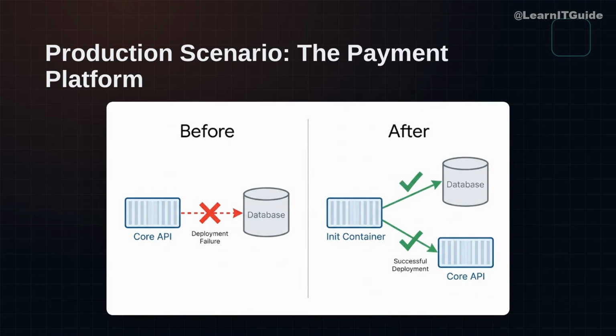Consider this. An online payment platform serving 5,000 transactions per minute faced frequent deployment failures. Their core API would crash every time they deployed because the database took longer to accept connections than the API took to start. They were tired of managing complex retry logic in their Go application. After implementing a simple init container using a busybox image to ping the database port, their deployment success rate hit 100%. The API simply would not start until the database was reachable. It is a simple, robust change that saved their team hours of manual troubleshooting.